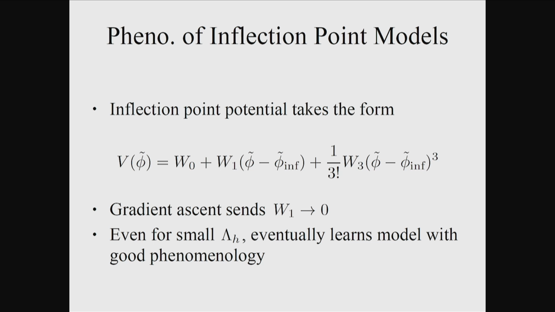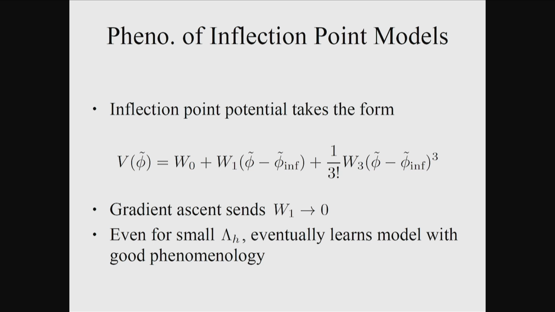The second derivative, of course, vanishes at the inflection point. So in order to get successful inflation, what you want is for this W1 to get small. That's what you expect, and indeed that's exactly what gradient descent does. If you feed in some inflection point model like this, W1 will just shrink closer and closer to 0, and W0 and W3 and all the higher order terms will be effectively constant.